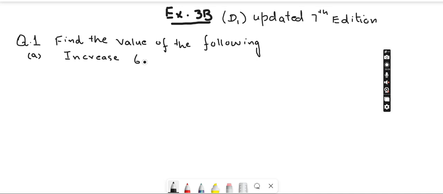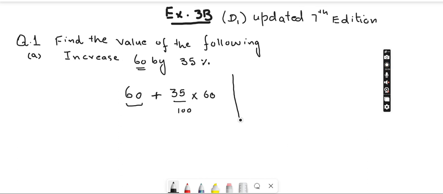60 by 35%. We have to calculate the increase in 60, meaning 60 is increased. For increase we use this addition sign, and in 60 we have an increase of 35%. So 35% of 60. This is one of the ways.